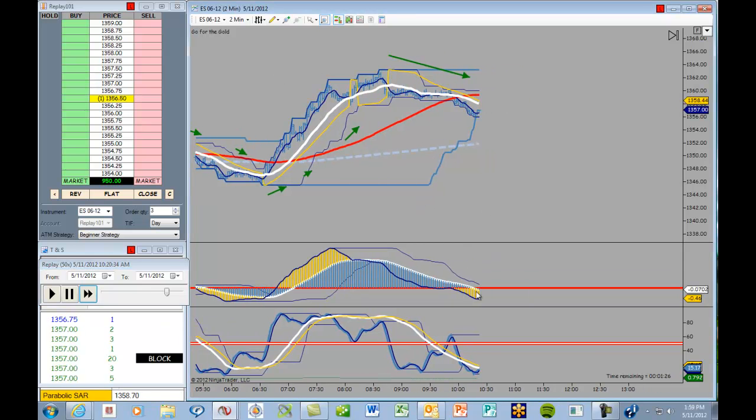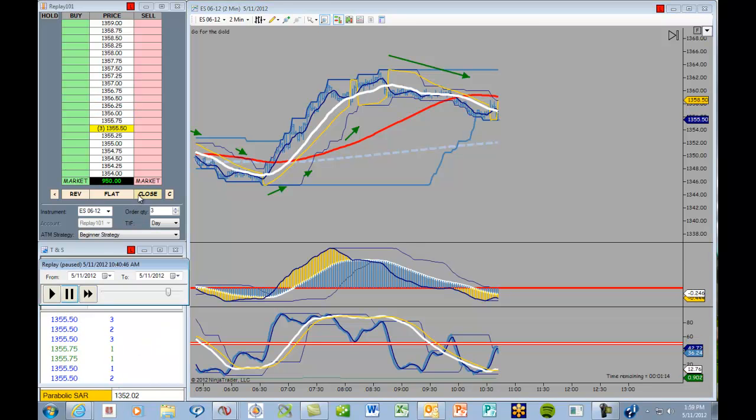We're looking for a parabolic flip and/or the faster stochastic coming up in the vicinity of the 50% level and then turning around and heading back down. And there's the parabolic. There's the stochastic. And there's the hook.